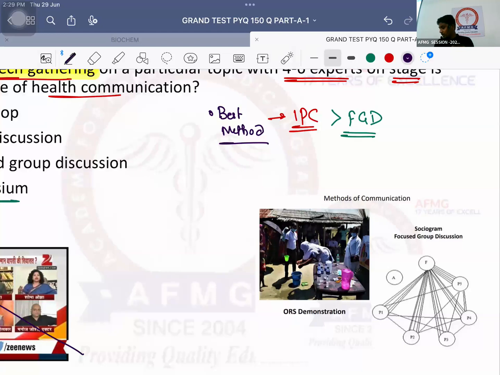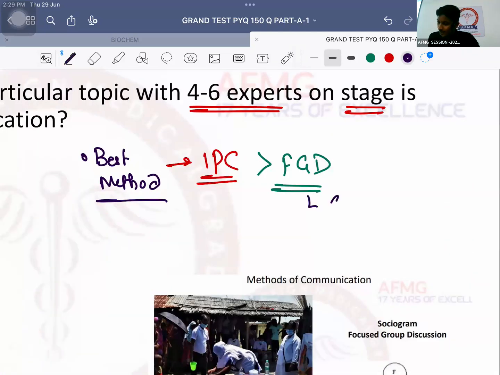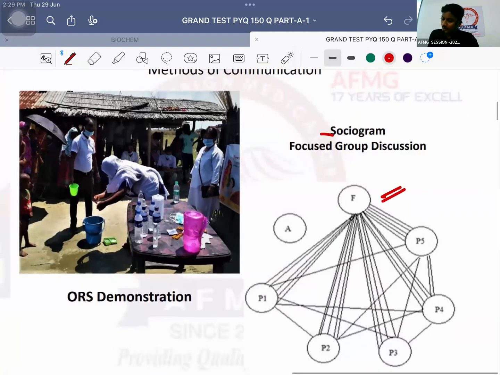Question on focus group discussion: how many participants are recommended in a FGD? Very good. The number of participants in a focus group discussion should be between 6 to 12. This was a recent FMG question. At the end of the focus group discussion, such a diagram is formed, called a sociogram. One of them is the leader who starts the conversation, like you as a medical officer talking to multipurpose workers. Whereas one of them is a recorder who draws this diagram.